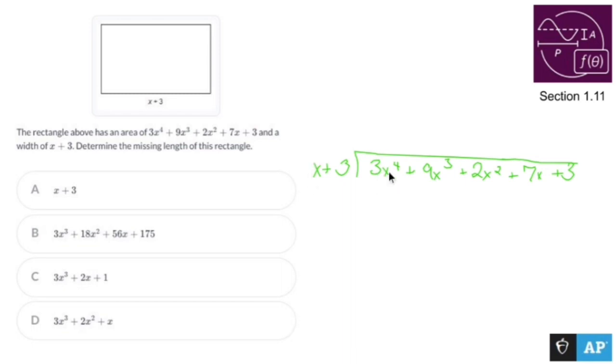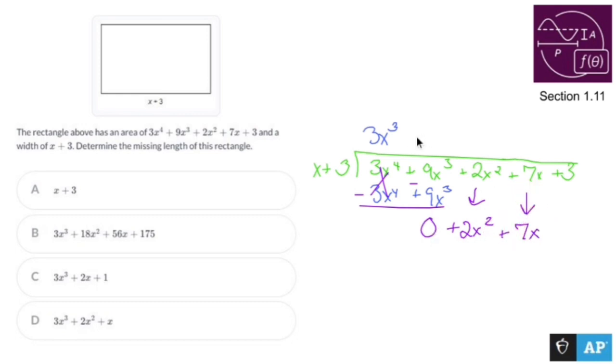x times what gets me 3x to the 4th? 3x cubed does that. So multiply 3x cubed to x, 3x to the 4th. Multiply 3x cubed to 3, 9x cubed. Oh, how about that? Now we subtract this entire row, which involves us flipping the signs. You will always go away, and you actually become 0. So drop down the positive 2x squared, and since this became 0, drop down the regular 7x, and then we kind of skip a step a little bit, because that's 0.